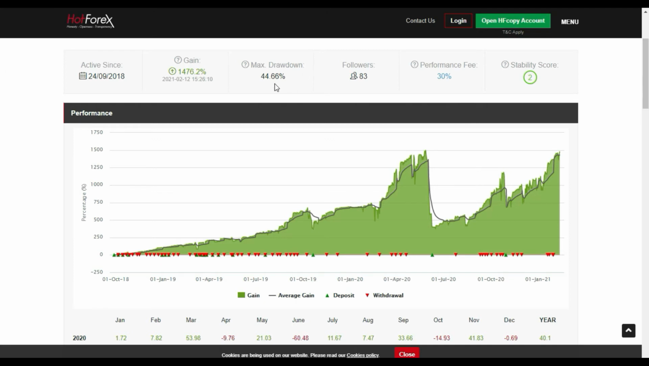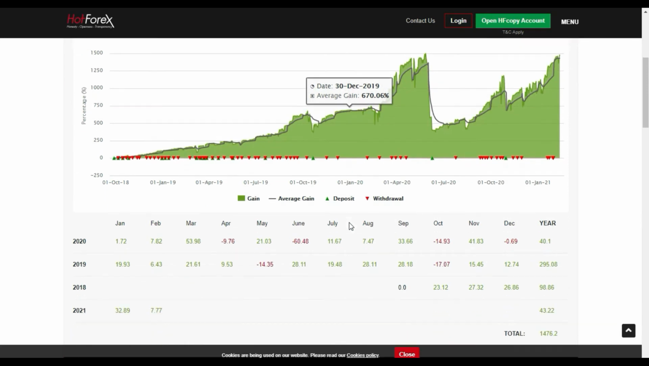Here we have a 44% drawdown. It's a huge drawdown. And people can see this trader and this portfolio. Somebody will say, oh, this is okay. Look, in 2019 it was 300%, and in 2020 it was 40%. It's very, very good. But actually, it's not.